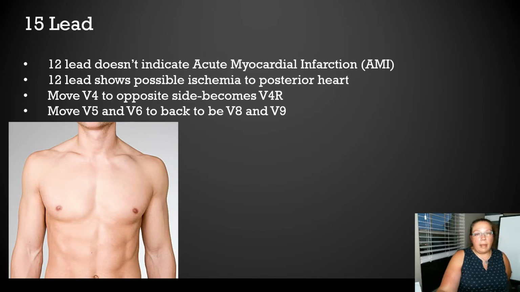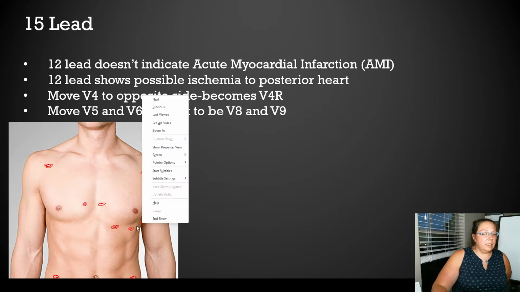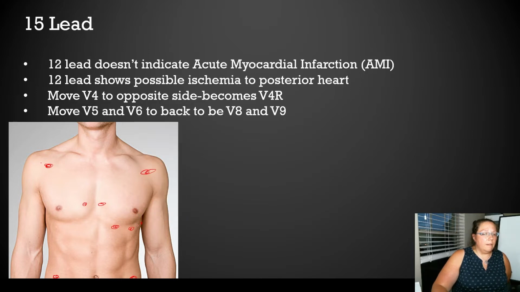So here's our guy from last week. We put the leads on him. The right arm up here, the left arm up here on the legs. We put the right leg, the left leg, and then we have V1, V2. We put V4 on, V3 goes in between 2 and 4, and then we have 6 mid-axillary line, and 5 between 4 and 6. So what you do is you take lead 4, and you just move it on over to the mid-clavicular line on the other side. So that's V4R.